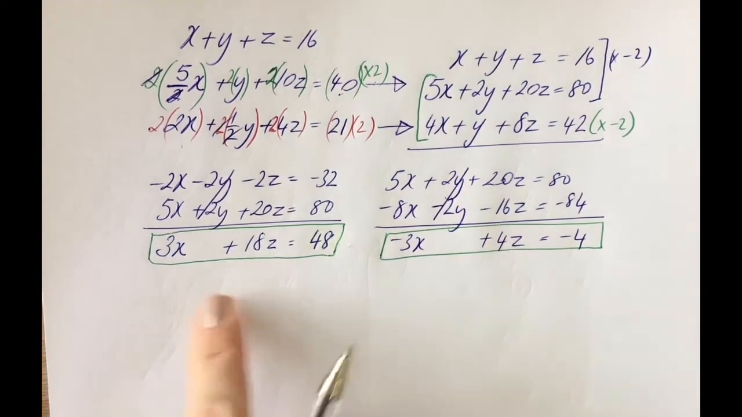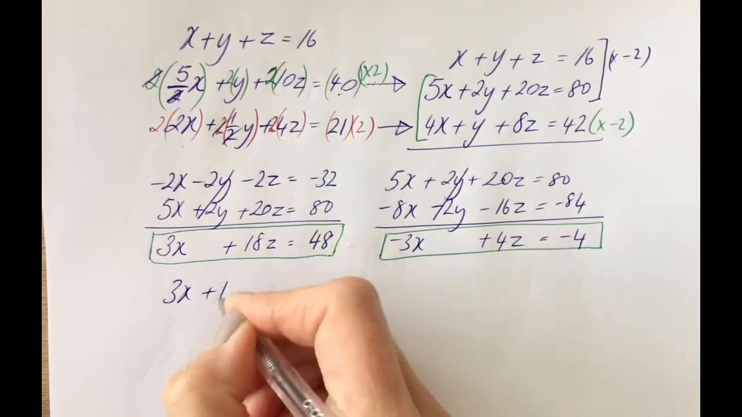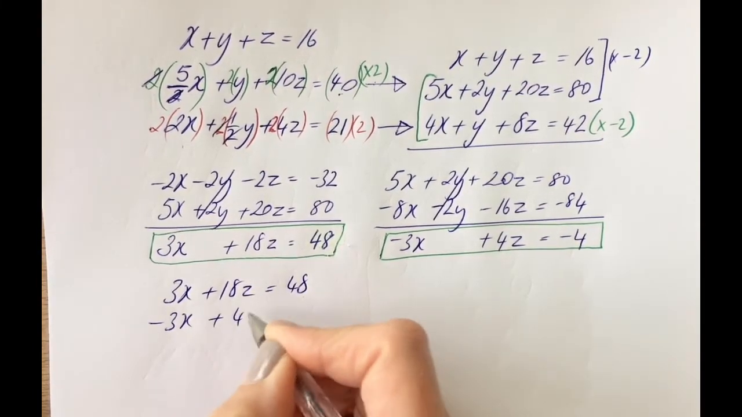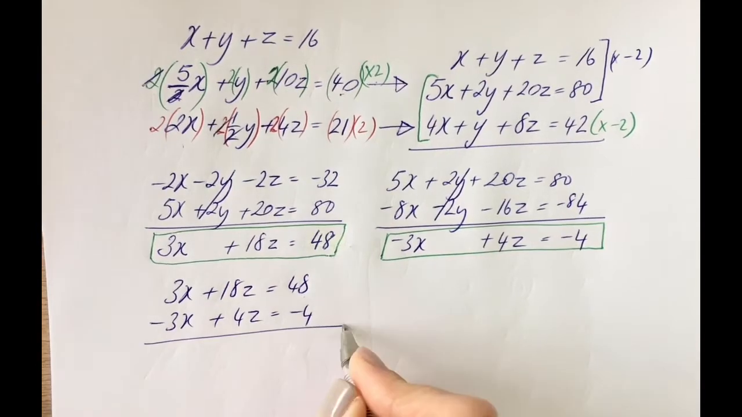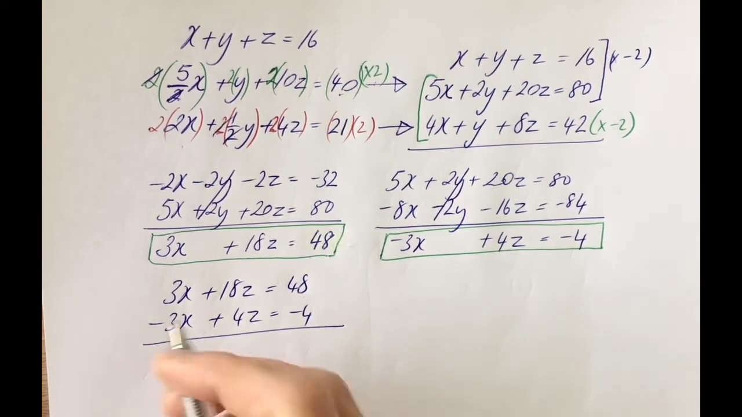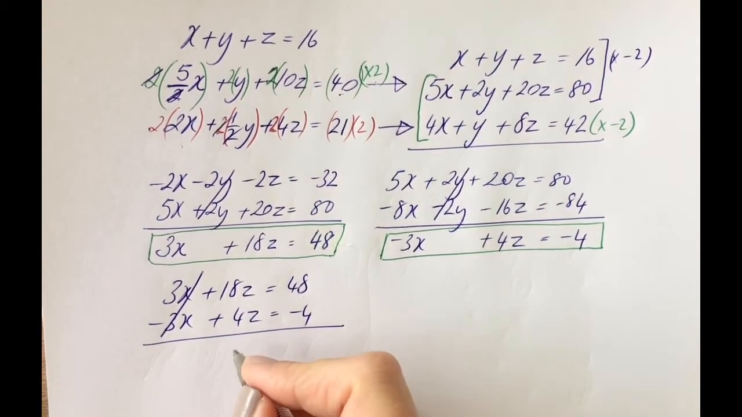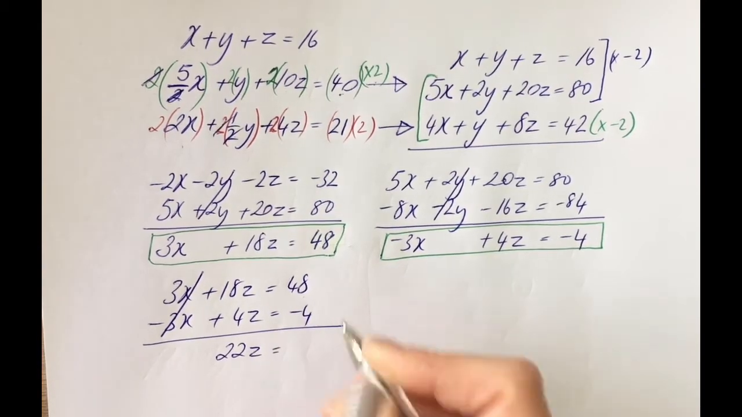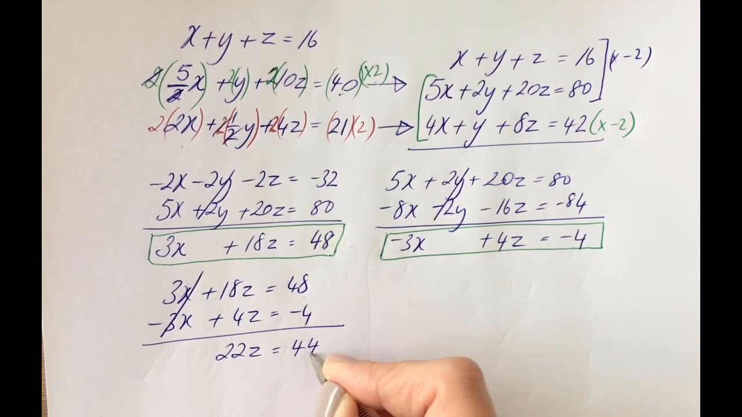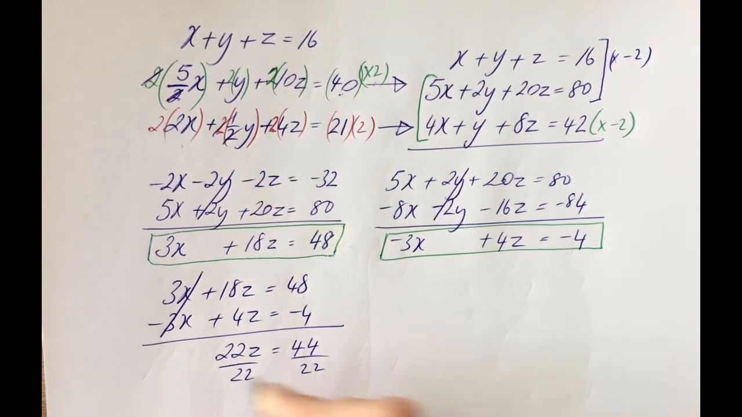Okay, now I have two equations, two unknowns. So 3x plus 18z equals 48 and minus 3x plus 4z equals minus 4. And as it happens, this is already set up really nicely to cancel, so I can go straight to adding these together. 3x minus 3x is 0. 18z plus 4z is of course 22z, and 48 minus 4 is 44. So divide both sides by 22, and of course I get z is equal to 2. And there's my first solution.